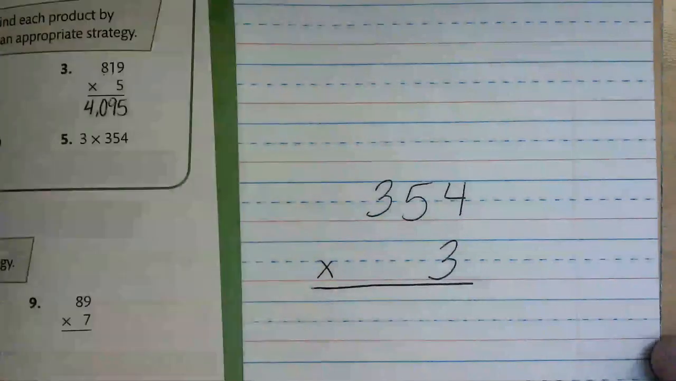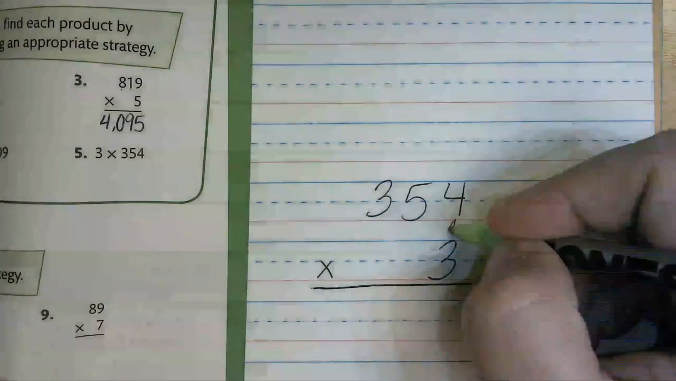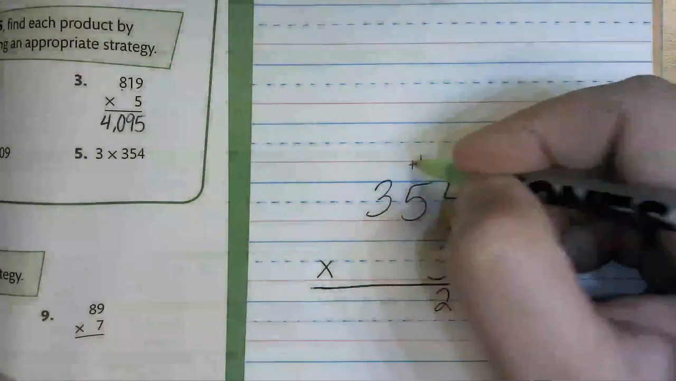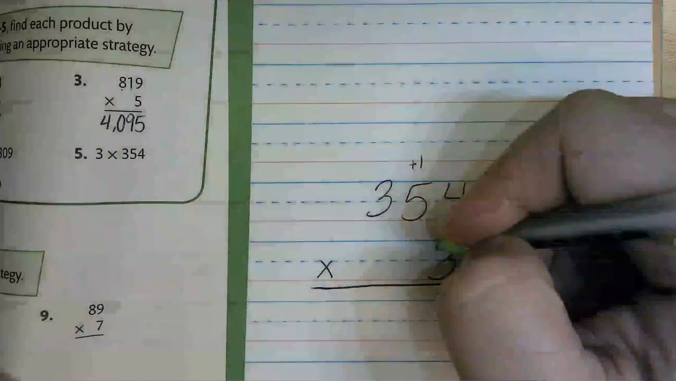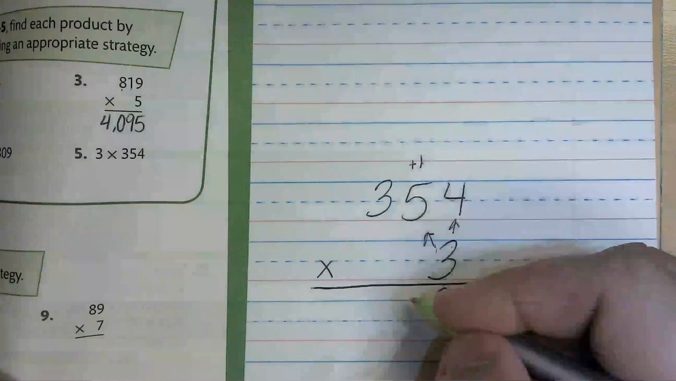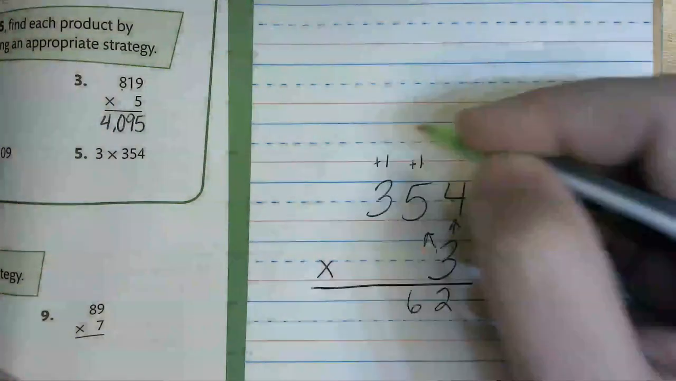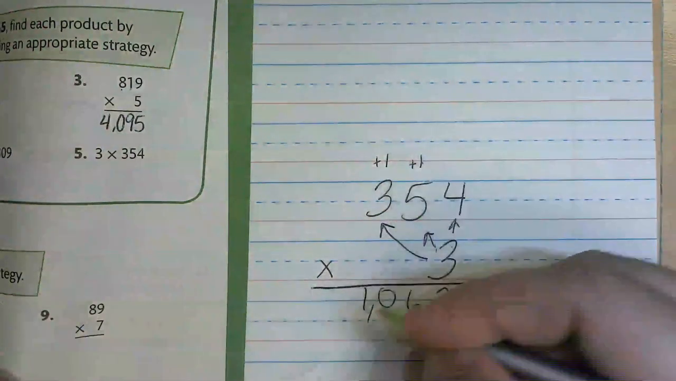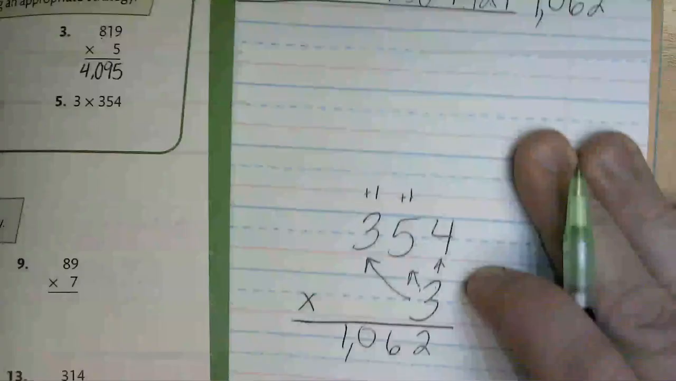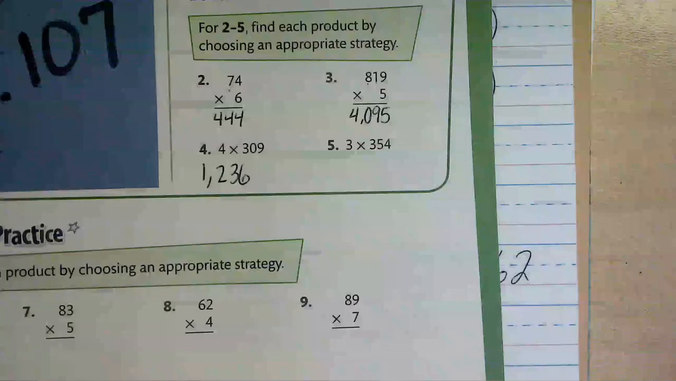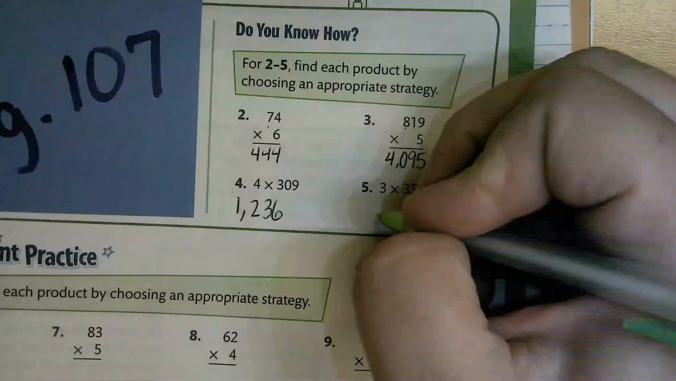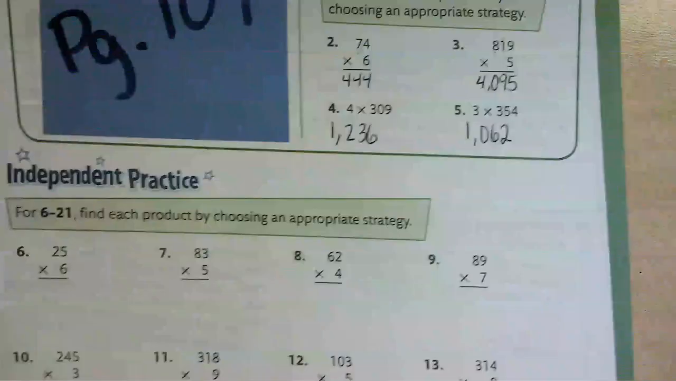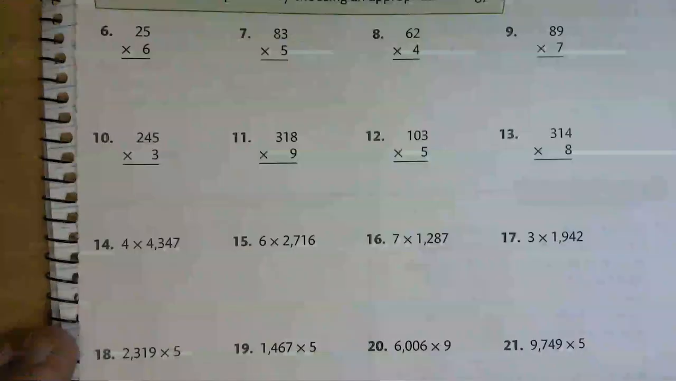All right, my standard algorithm for number 5. I'm going to start here and go up. So 3 times 4 is 12. So I'm going to regroup over and put my plus 1. Don't forget that plus sign. 3 times 5 is 15. Plus 1 is 16. All right, plus 1 over here. 3 times 3 is 9. Plus 1 more is 10. 1,062. All of these got us to the same answer, even though they're all a little bit different. So our final answer here is 1,062.